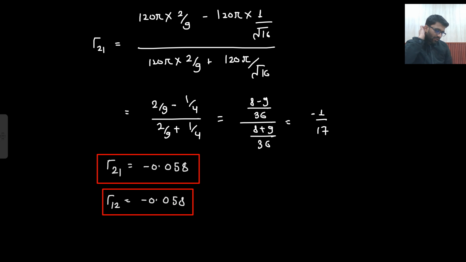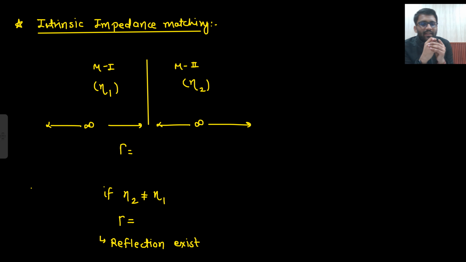Okay, let's see more concepts regarding this. That is intrinsic impedance matching. That means what is my target? My target should be that whatever wave is coming, all should be transmitted. So what do I need? What is my reflection coefficient for this case? We have already studied this case in EM waves. What was the case? Neta 2 minus neta 1 upon neta 2 plus neta 1.